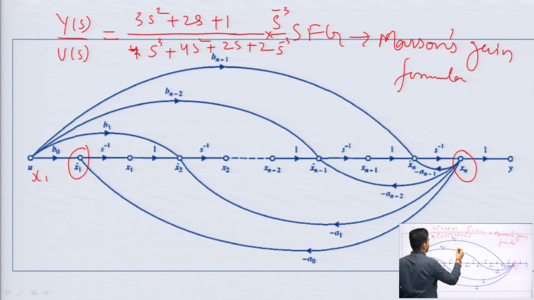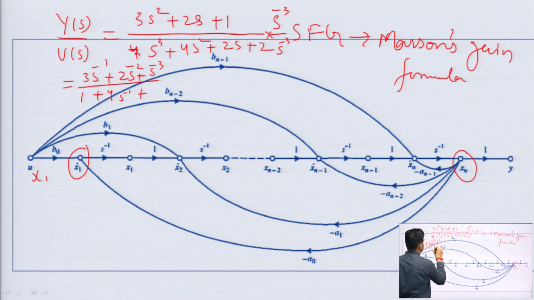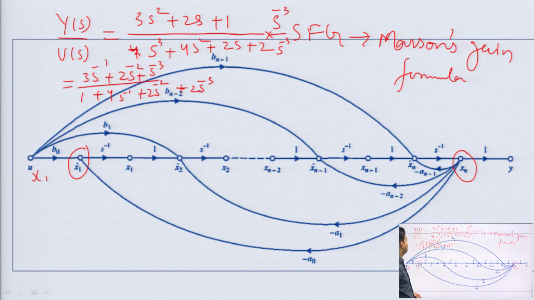The numerator will become 3 s inverse plus 2 s inverse square plus s inverse cube. In the denominator I will get 1 plus 4 s inverse plus 2 s inverse square plus 2 s inverse cube. This is what we obtain. In this case, we have to assume the numerator part as the feed forward path or forward gain.